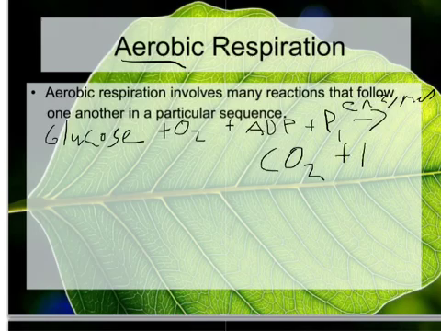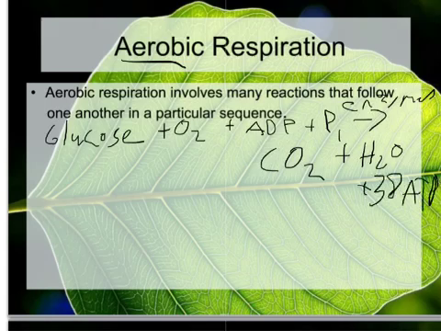Plus, we're going to get some water and 38 ATP. So I'll say that again. Make sure you have this. You take glucose plus oxygen plus ADP plus Pi. You need these enzymes up here. And you're going to get carbon dioxide and water. So we'll break down glucose to carbon dioxide and water, producing ATP. Net 38.